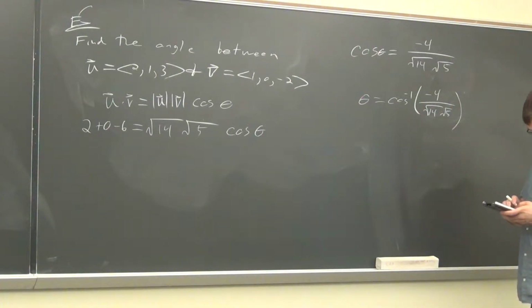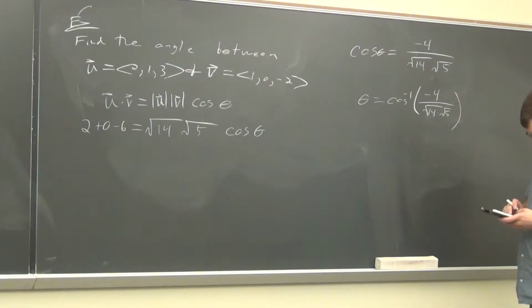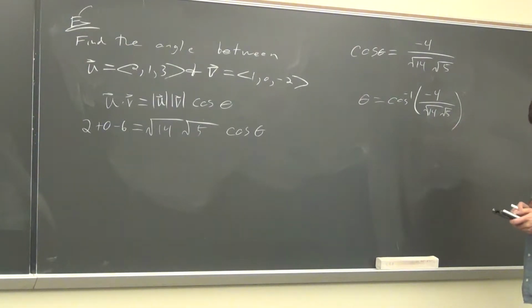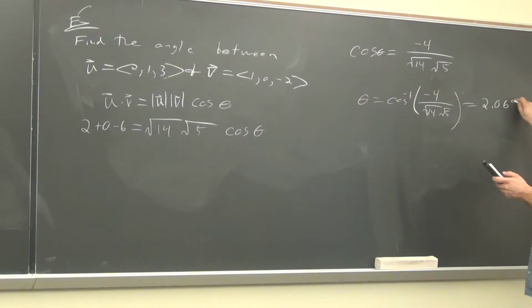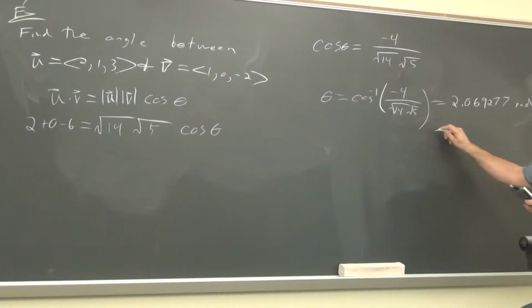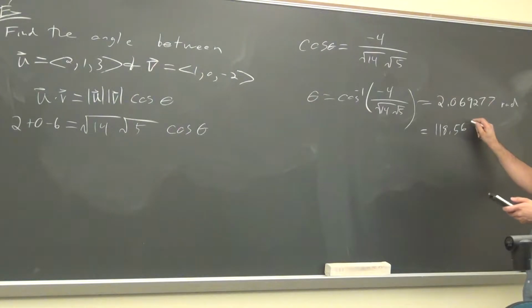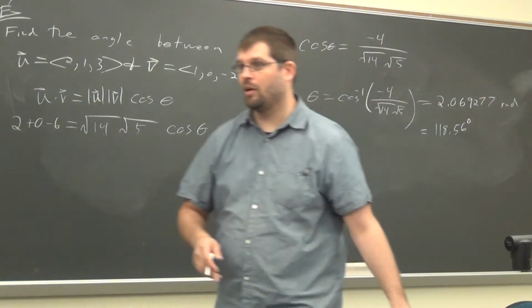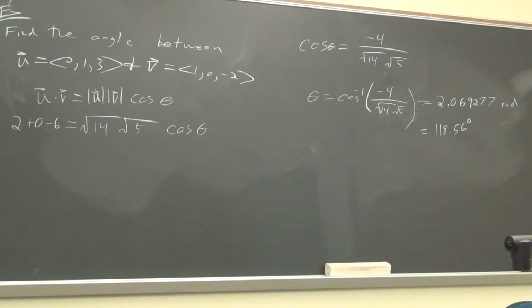So punch this in your calculator. Let's see, 14. Wow, I prefer your answer in radians, but I'll just say the answer in radians should be 2.06927, I'll just round it there, 7 radians. It turned out to be 118.56 degrees. If you give me an answer in degrees, I'm not going to mark it wrong, but you know, in most things you should get in the habit of working in radians. Most calculus applications. Okay?